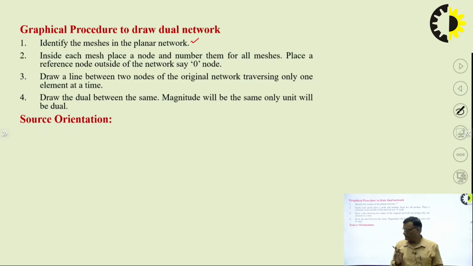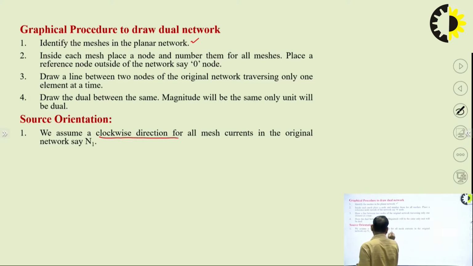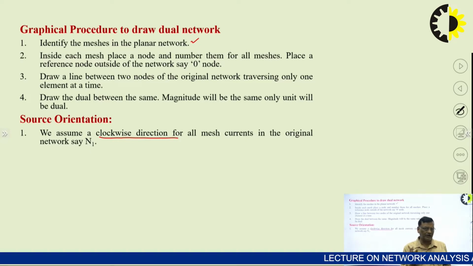Then the most important thing is how we orient the source in a dual network. So what we do, we assume a clockwise direction for all the mesh currents in the original network, say N1. So we have a network N1, then we identify the meshes, then we orient all the meshes in the clockwise direction. We cannot orient one mesh as clockwise and another one as anti-clockwise, we can't do it in that fashion.